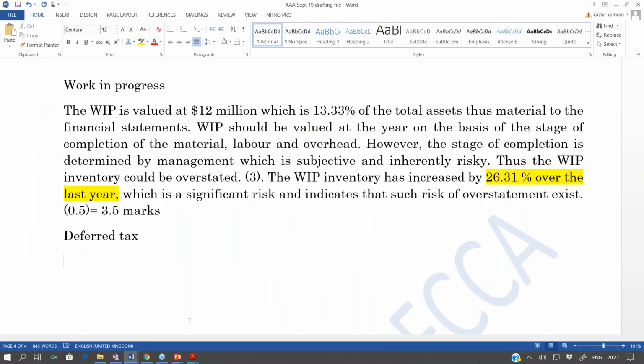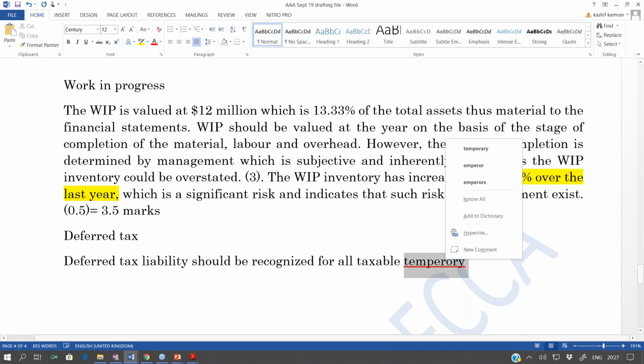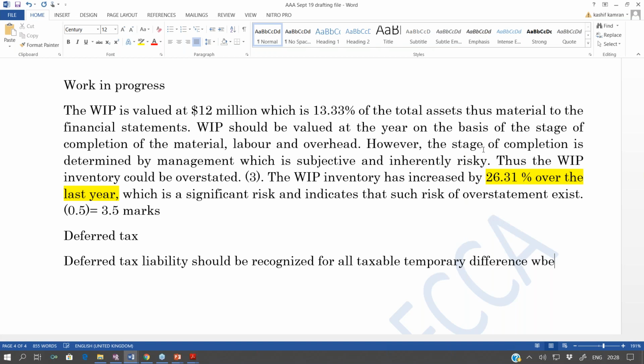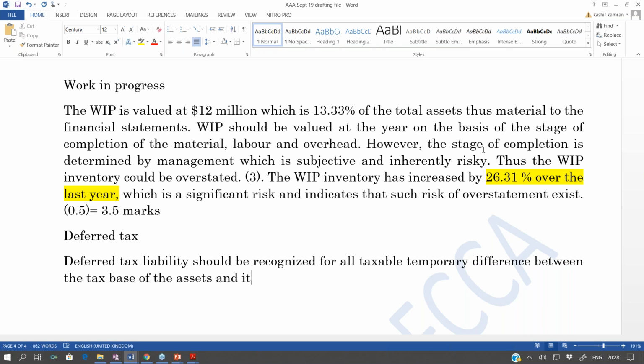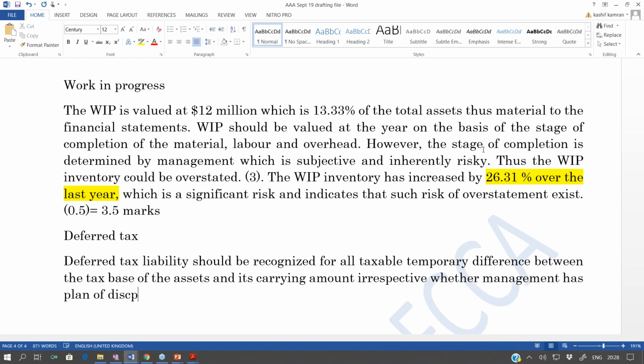Deferred tax liability, because it relates with revaluation, right? Deferred tax liability should be recognized for all taxable temporary differences between the tax base of the asset and its carrying amount, irrespective whether management has a plan of disposal or not.